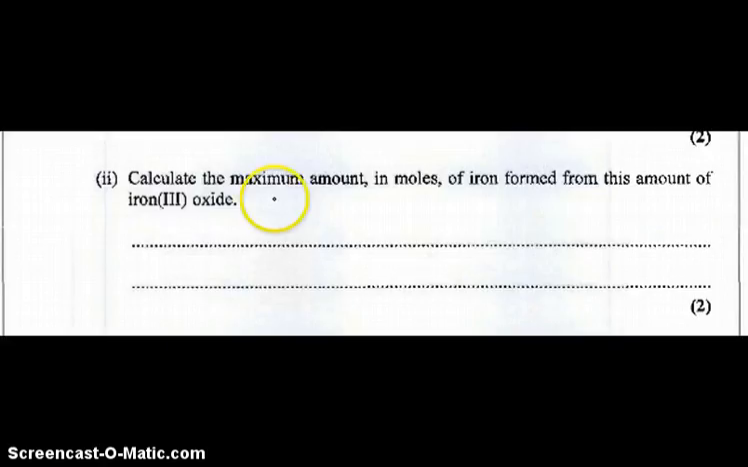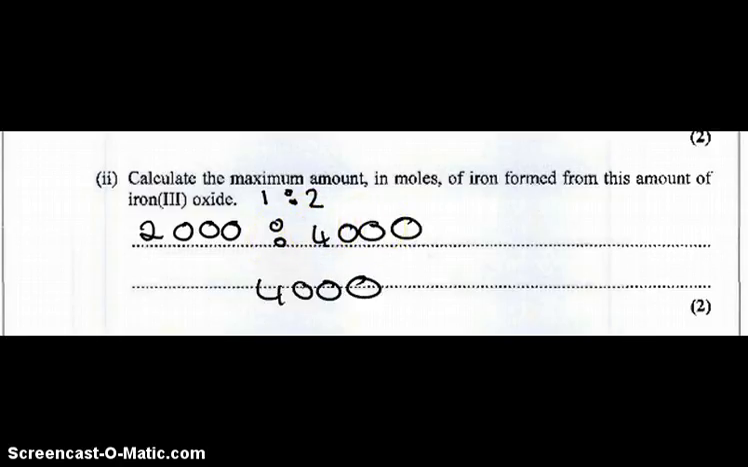So we can then write down this ratio, which is 1:2, and then if we then go on, we can see that the amount of moles of iron 3 oxide that we have from the previous question is 2,000 moles. So 2,000 would be proportional, so we multiply by 2, and for the ratio we'll get 4,000. So the answer is 4,000 moles of iron.